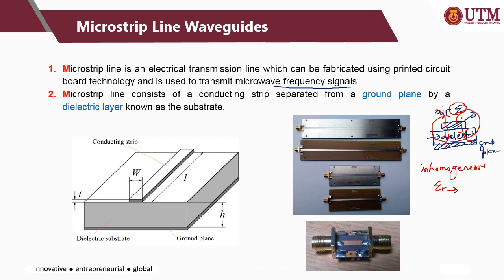As mentioned, the microstrip line consists of a conducting strip. This is the conducting strip separated from a ground plane by a dielectric layer. These are examples of the microstrip line, in which you can see there's a line lying on the board. The board is the dielectric material, probably the FR4 or the PCB board, and backed with the ground plane. The ground plane usually has the same property as the strip line or the conductor.